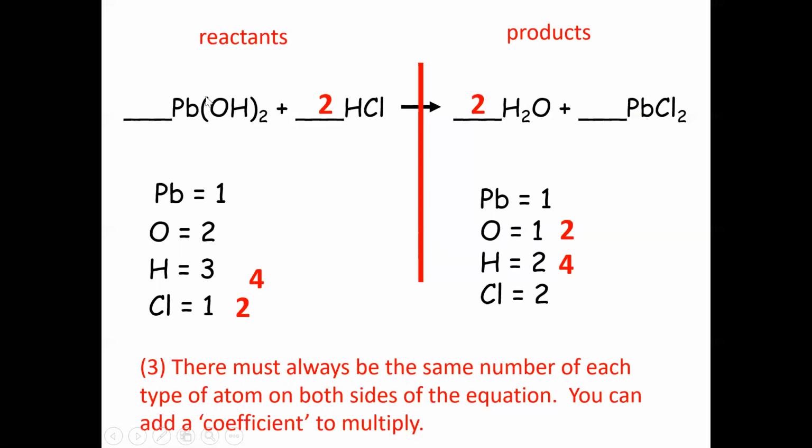Now, if we look at our equation so far, then we've got 1 lead, we've got 1 lead. We've got 2 oxygens on this side, we've got 2 oxygens on this side. We've got 4 hydrogens on this side, we've got 4 hydrogens on this side. We've got 2 chlorine on this side, we've got 2 chlorine on this side, which means that our equation is now balanced.